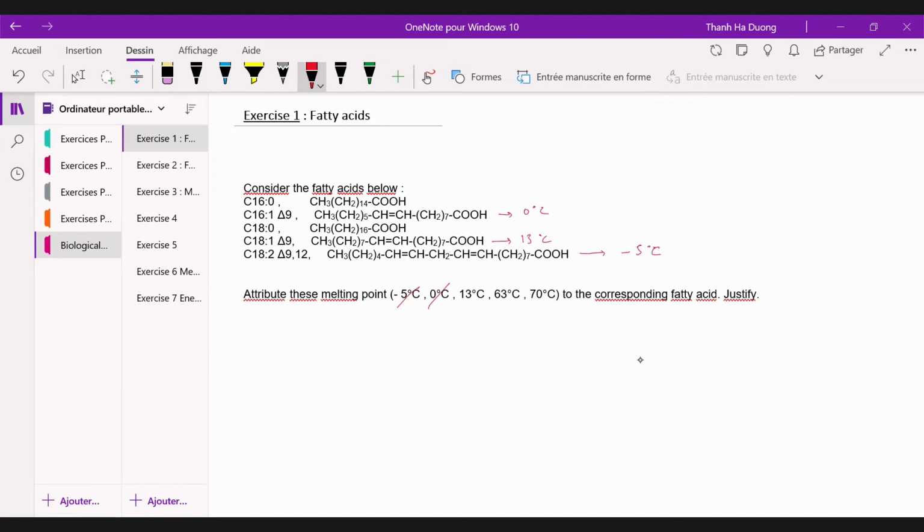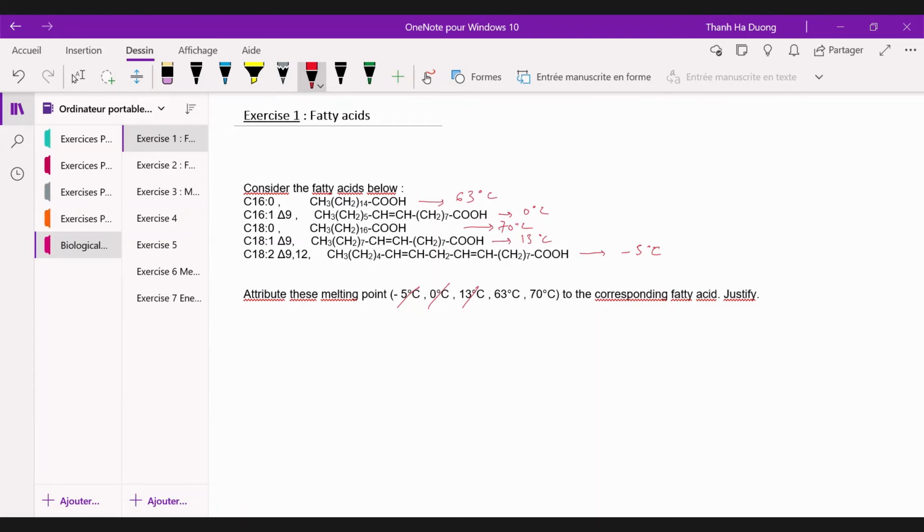Okay. And after, when you have no double bond, it depends on the number of carbon, because the more carbon you have, the more van der Waals interaction you have. So you will increase the melting temperature. Okay. So the 17 will be C18 and the 0 will have a melting point at 63 degrees. Okay.